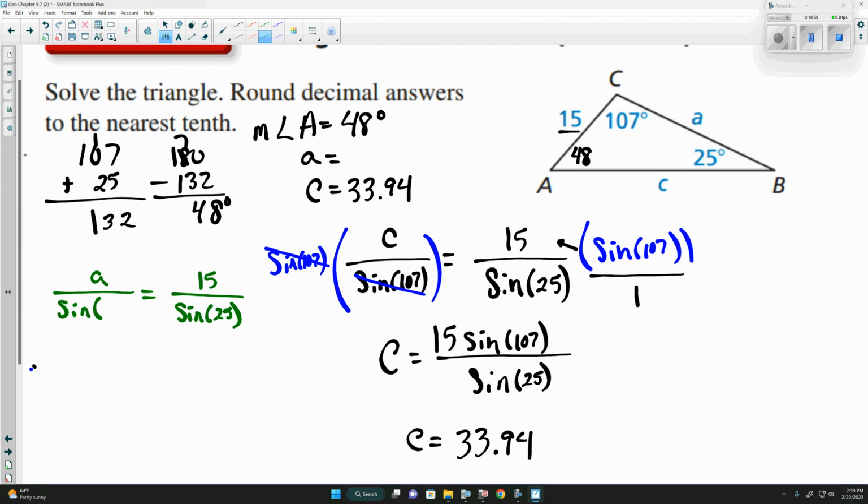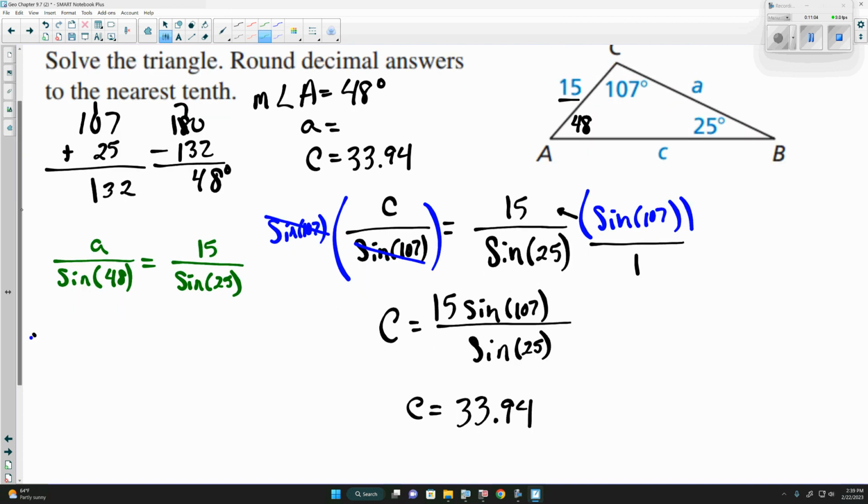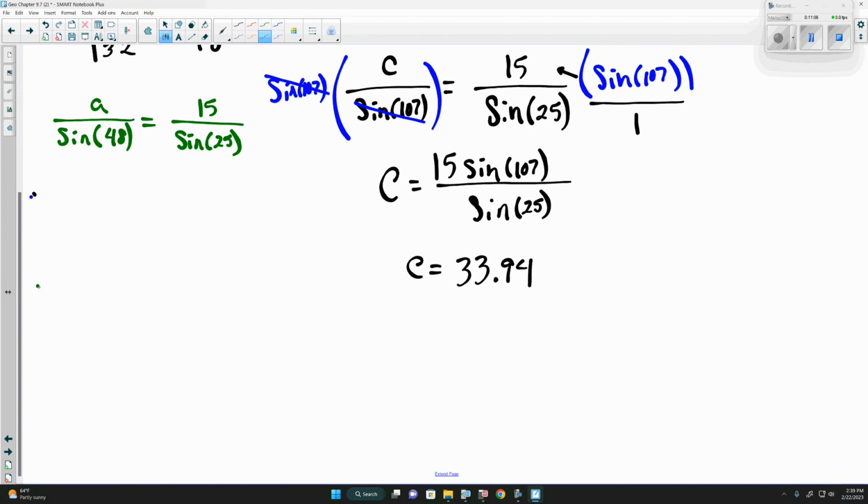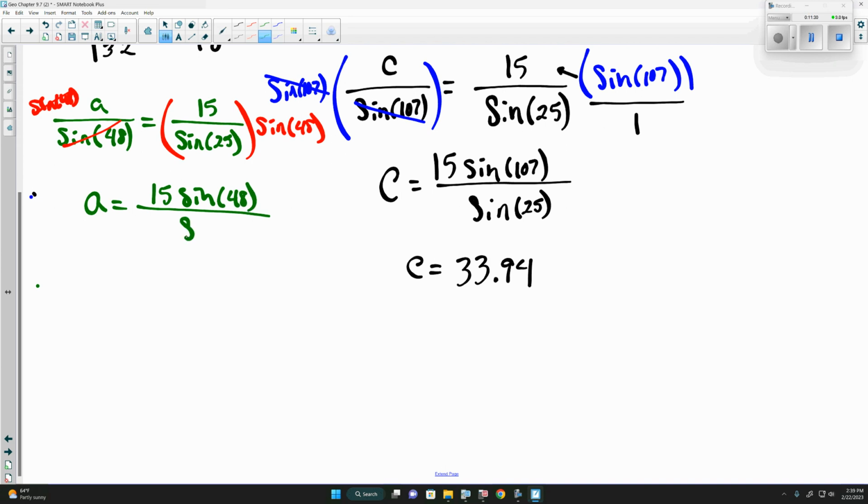Well, angle A is what? So we'd have A over sine of 48 is equal to 15 over sine of 25. This time, we're multiplying both sides by sine of 48, because these two will cancel out, giving us A by itself is equal to 15 times sine of 48 over sine of 25.